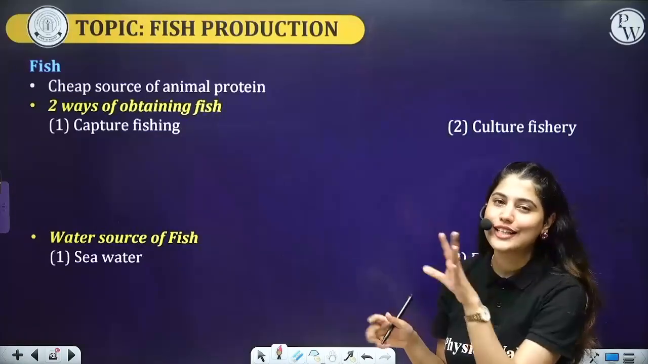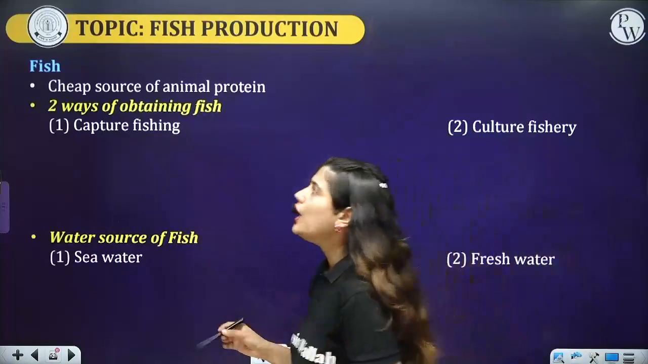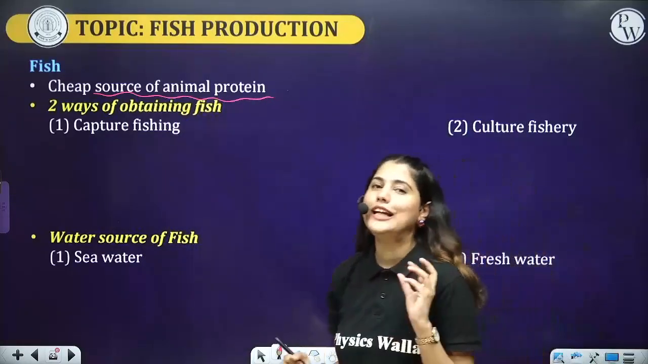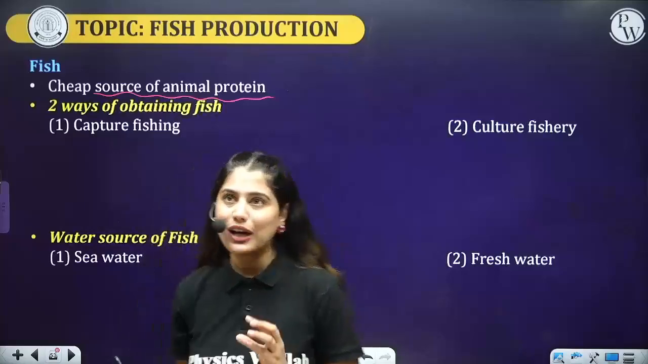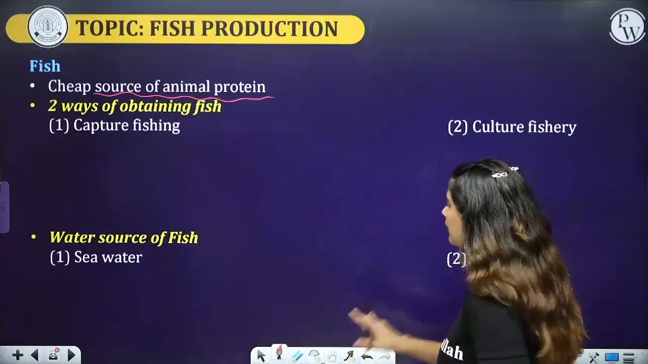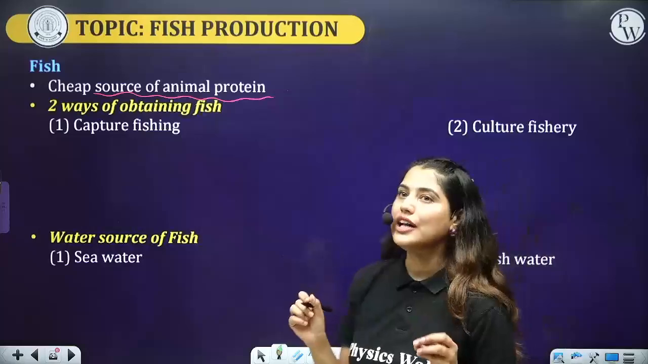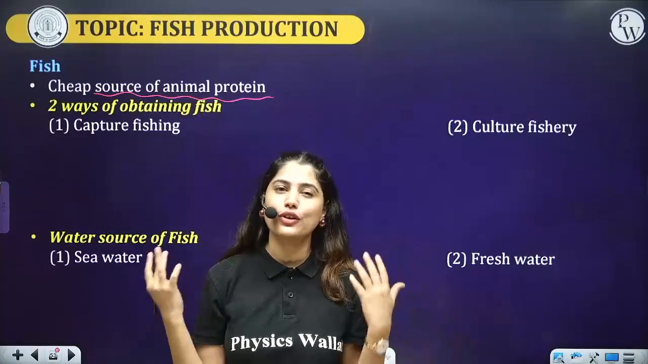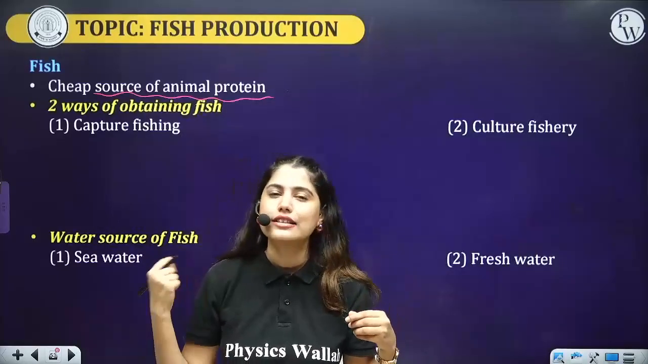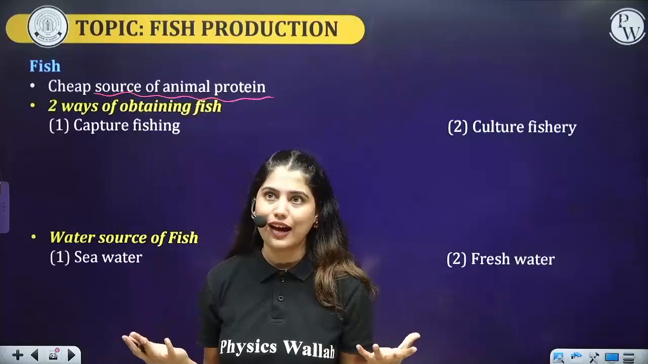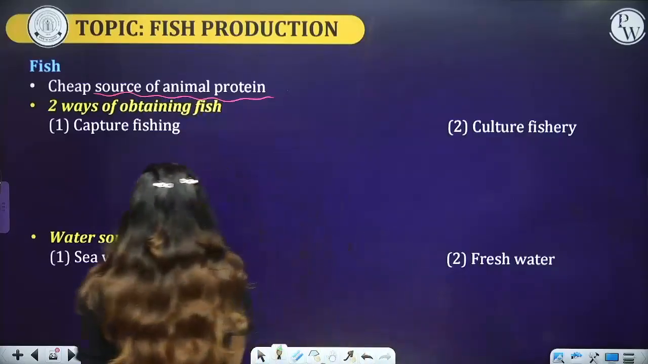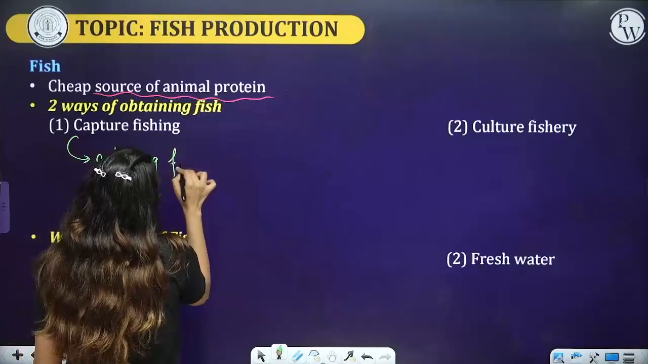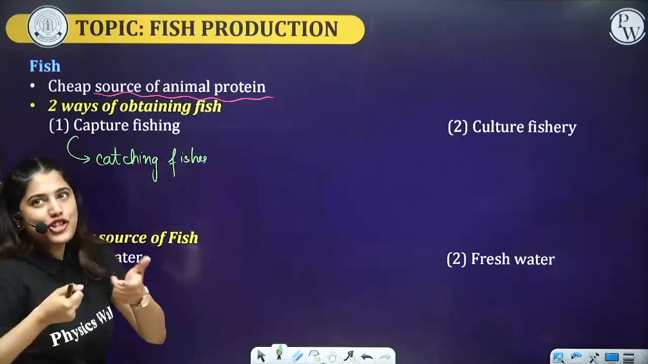Lastly, we have fish production. We all know that fish is a cheap source of animal protein, and we can obtain our fish by two methods, capture fishing and culture fishing. Capture fishing is where we are just catching the fishes from natural resources, either fresh water or marine. Marine is like the oceans and seas, where the salt amount is high, and fresh water is ponds and lakes.